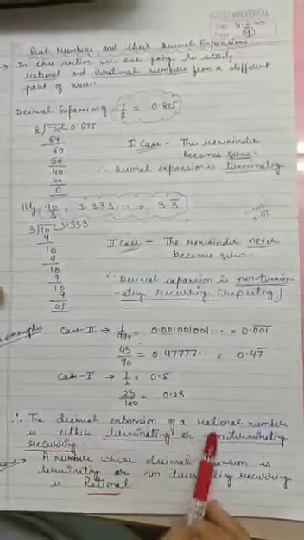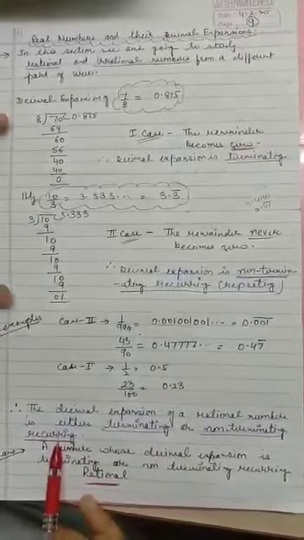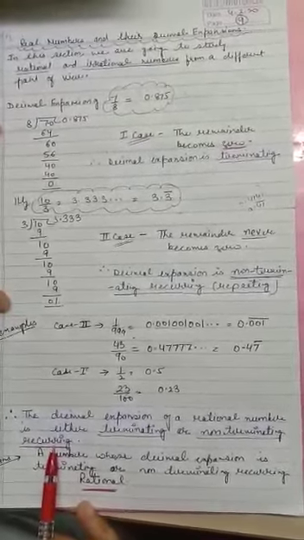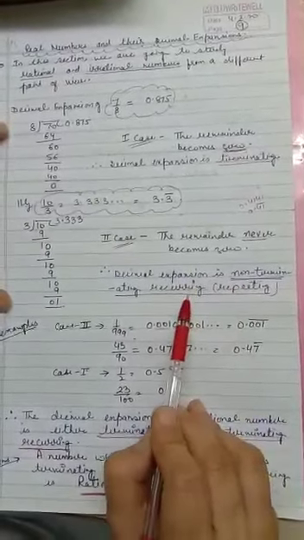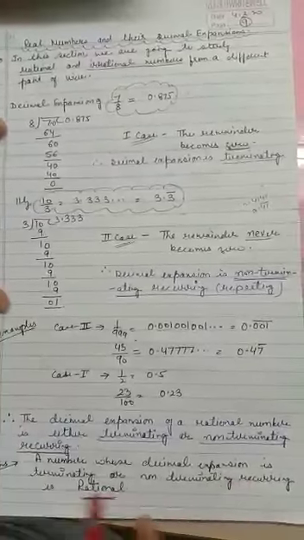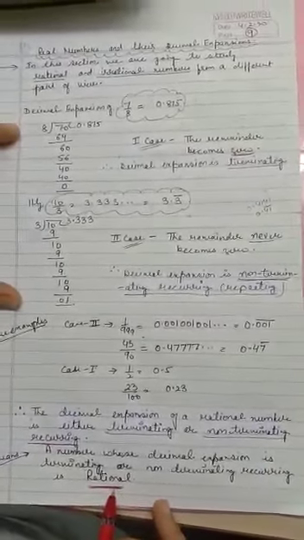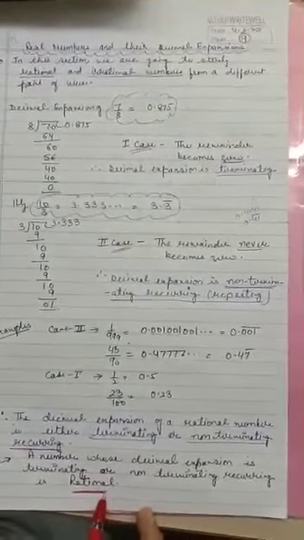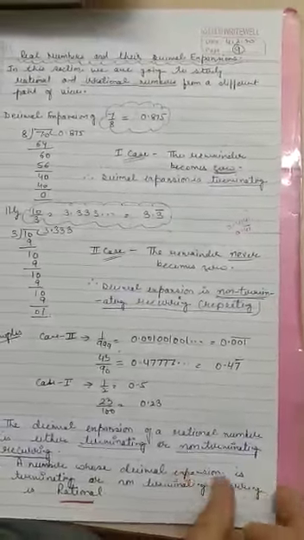It means the decimal expansion of our rational numbers is either terminating or non-terminating recurring. So in all the rational numbers, there will be two types of decimal expansion. One is terminating, other is non-terminating recurring. It means a number whose decimal expansion is terminating or non-terminating recurring is rational. So here we have introduced one more definition of rational number. Earlier we discussed the form P by Q. Now the one more definition of rational number is that a number whose decimal expansion is terminating or non-terminating recurring is known as rational number.